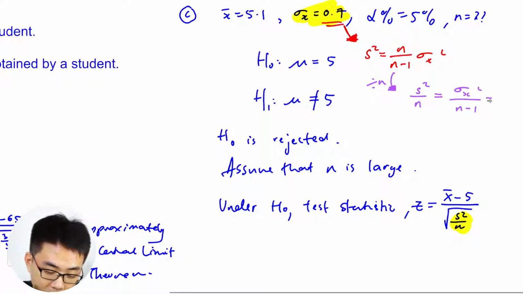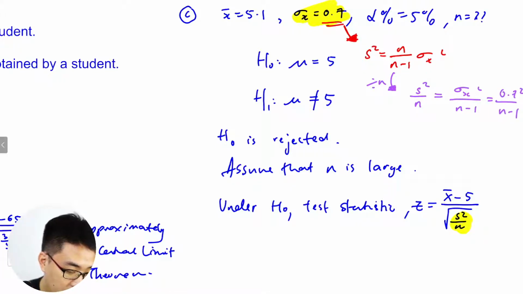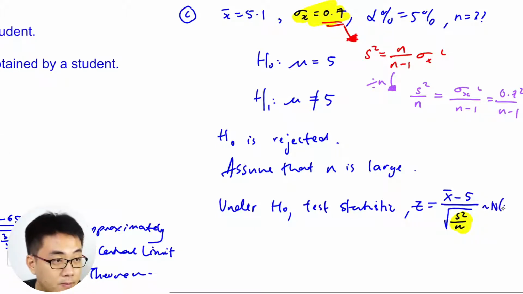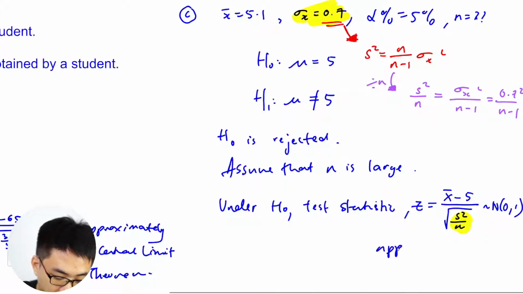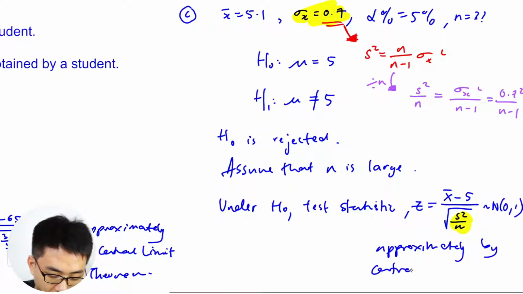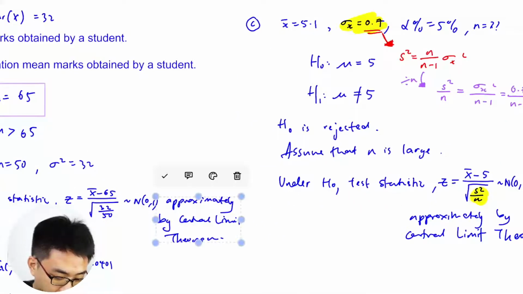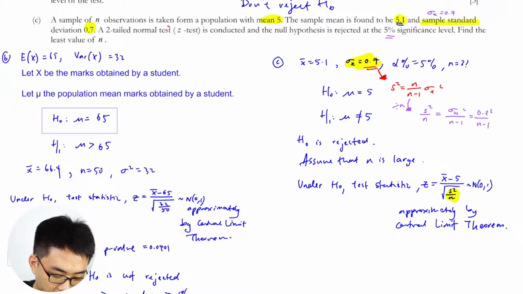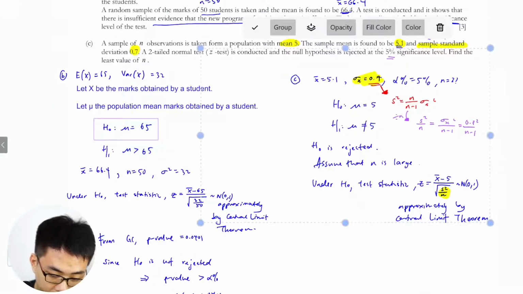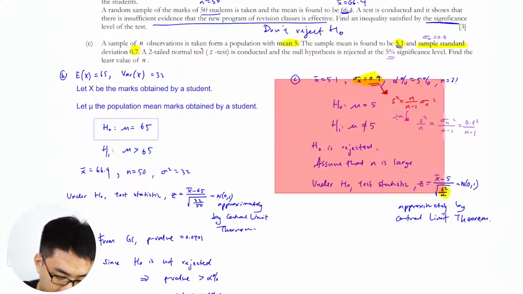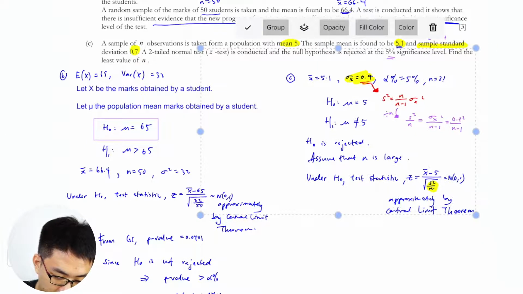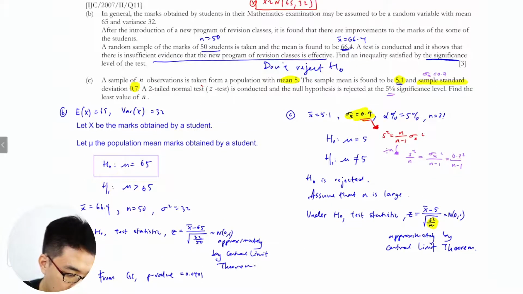So in this case here it will just be 0.7 squared over n. Remember that. I'm just going to write that this is approximately normally distributed by the central limit theorem. Okay, that's one. Once that is done, what we can do is we're going to write down the following.